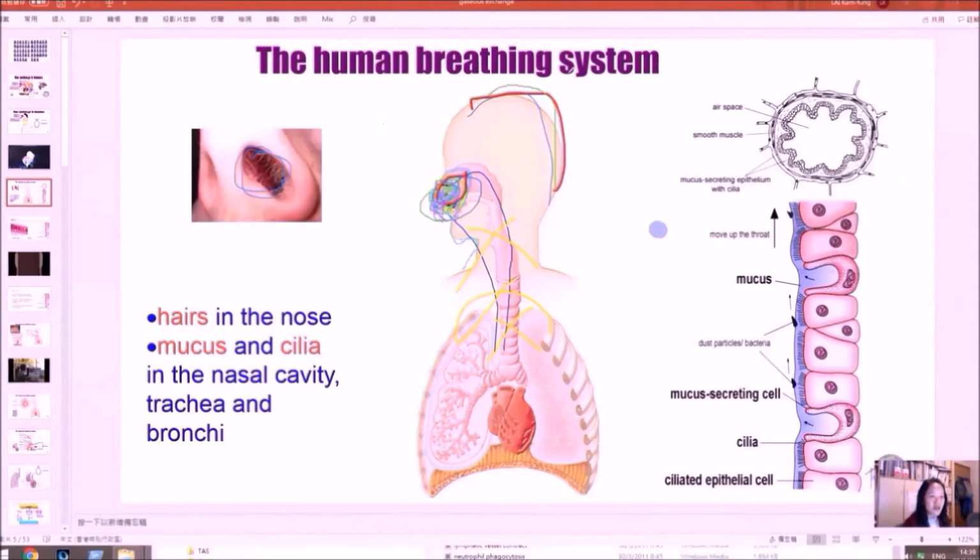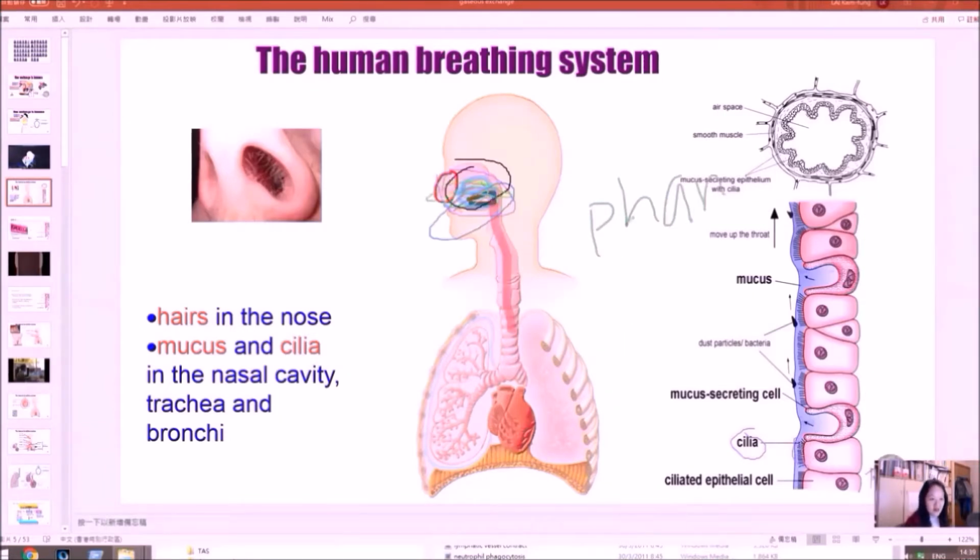How about the other structure? We have another structure called cilia. Try to highlight the region where you can find cilia in your body. Cilia are these very small structures. So the cilia should be in the posterior part of the nasal cavity and also along the trachea, and then bronchi up to the bronchiole. We have the cilia along this region.